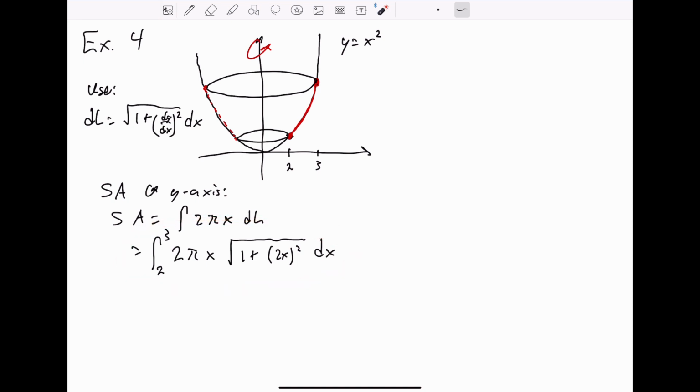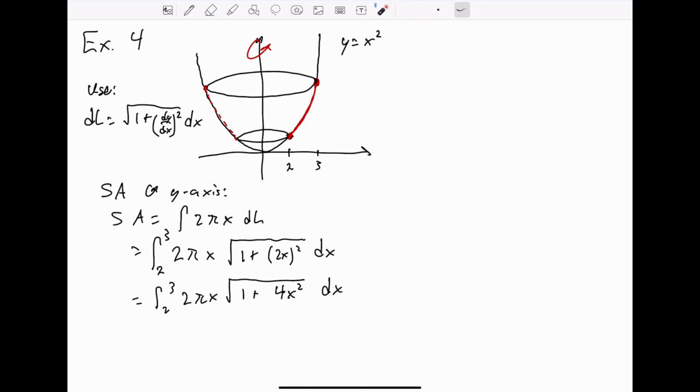This integral, though, we can solve, and it's good practice, so let's work through solving this integral by hand. So we have the integral from 2 to 3, 2 pi x. I want to simplify inside the square root. This is 1 plus 2x squared, which is 4 times x squared.